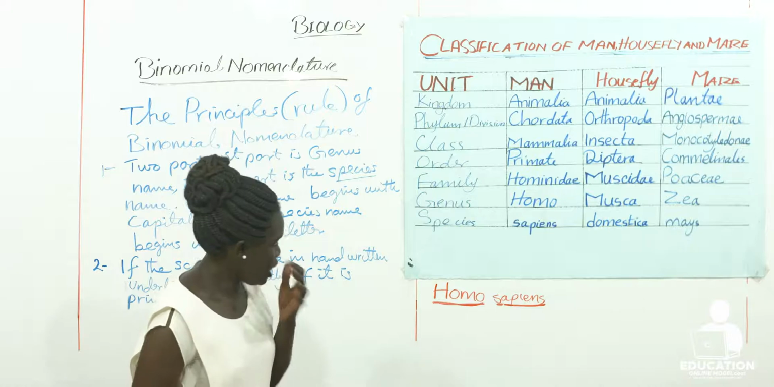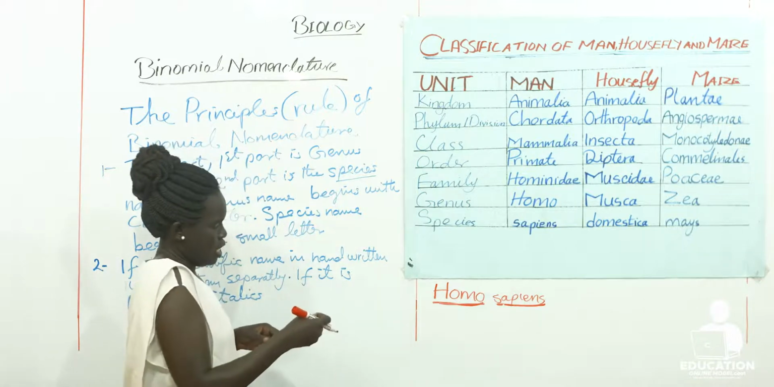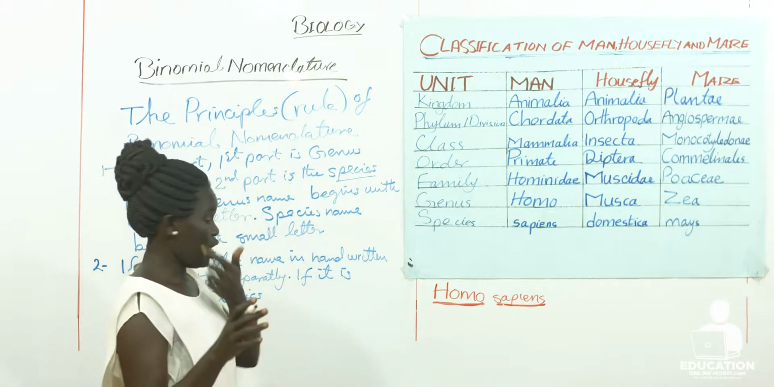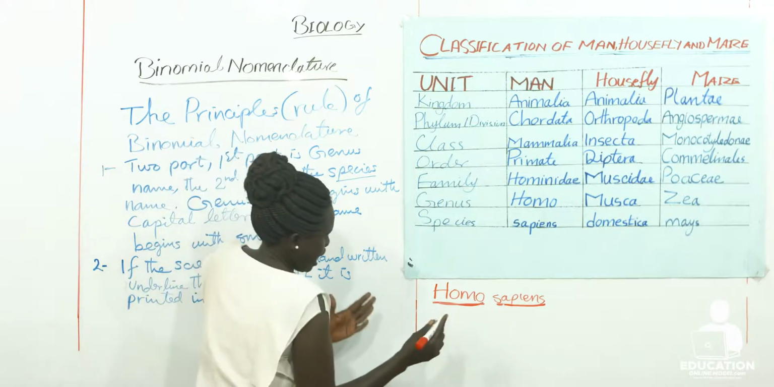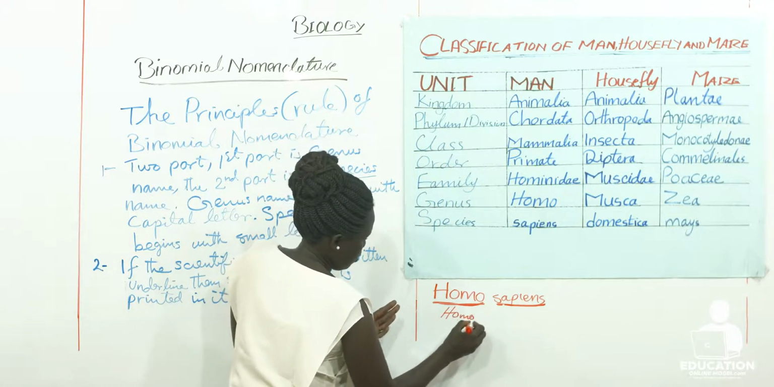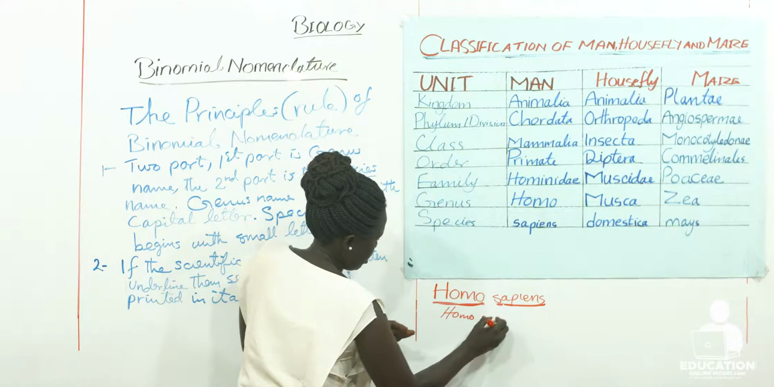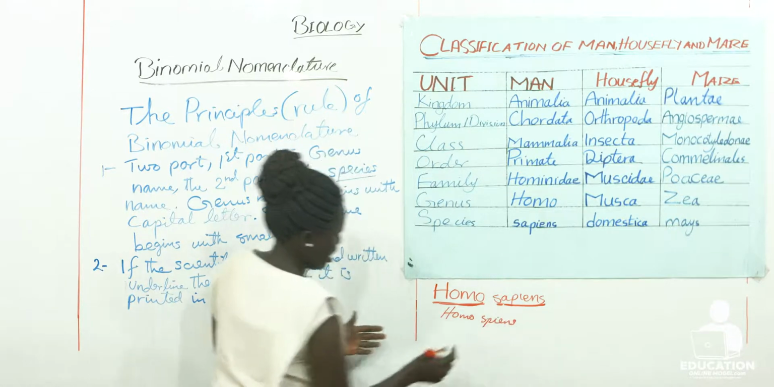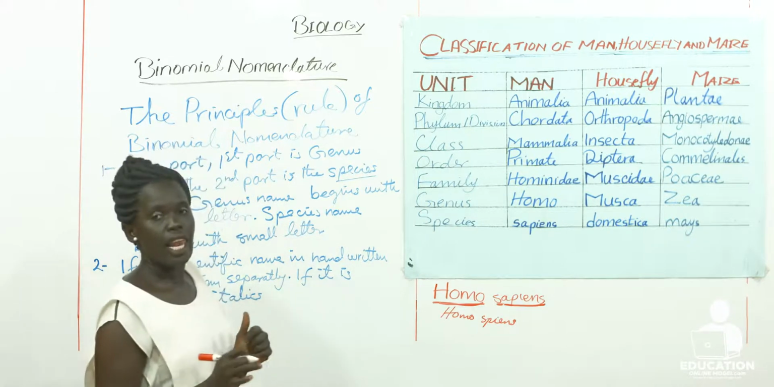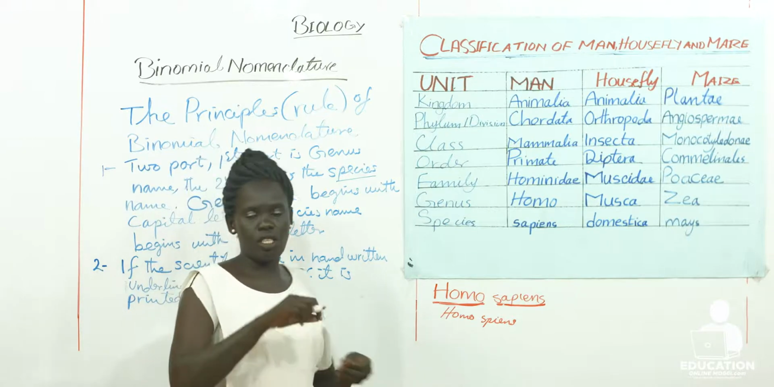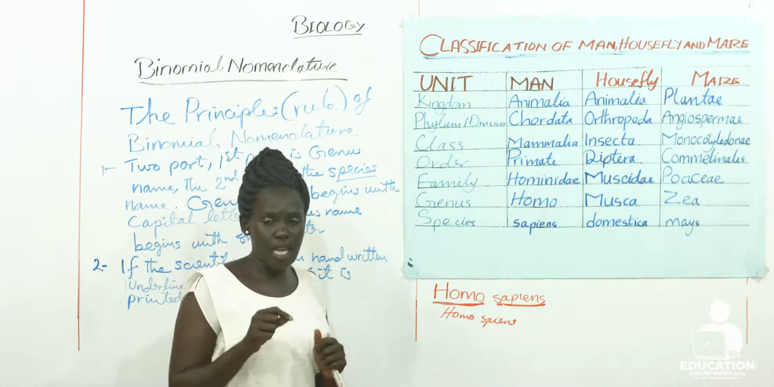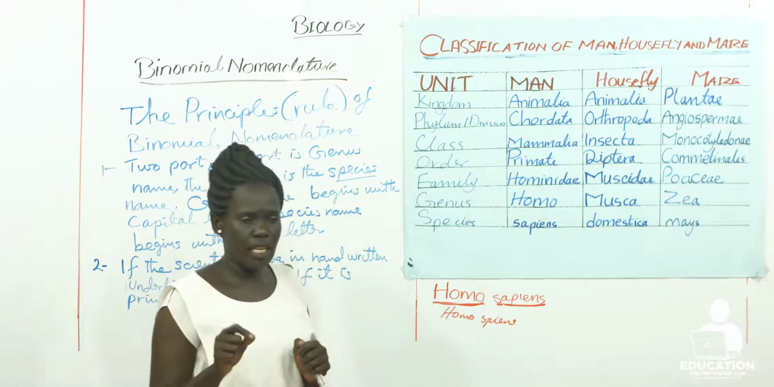But if it is printed, that means it should be in italics. In italics, that is in the computer, you'll find the words like this, slanting to that side. So you don't underline it. If it is printed, it should just be in italics. You underline it when it is handwritten. In your exercise book, make sure that it is underlined.